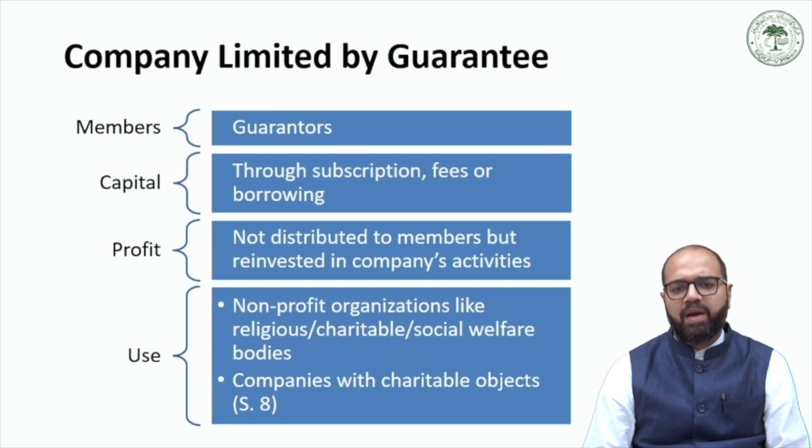Now, companies limited by guarantee are usually set up by non-profit organizations which require corporate status. Therefore, an organization that would typically set up a company limited by guarantee is a religious body or charitable body or social welfare body or any other body with such kind of objects. Generally, companies with charitable objects which are dealt with under Section 8 of the Companies Act 2013 are companies limited by guarantee, although it is not mandatory for a Section 8 company to be a company limited by guarantee.